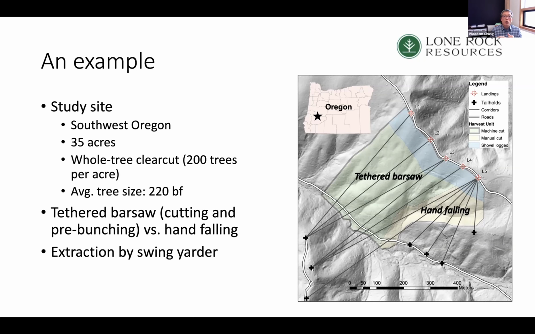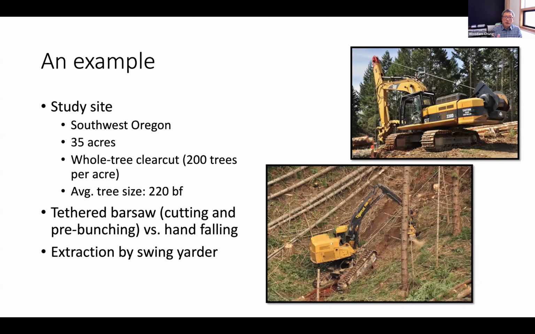And after that, we used the same tower yarder to cable log both areas. The reason we used the same tower yarder and same crew is because we want to minimize influence from other factors while maintaining the difference between tether cut versus hand cut. And we did this in the same stand so that terrain conditions are more or less similar, and vegetation condition is also similar. So this is the machine that we used.